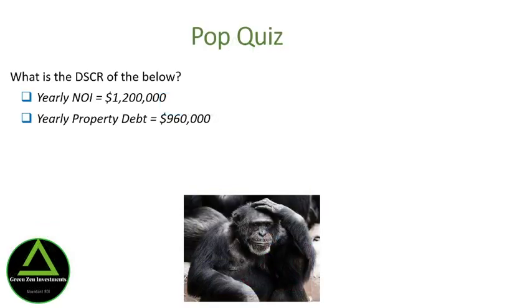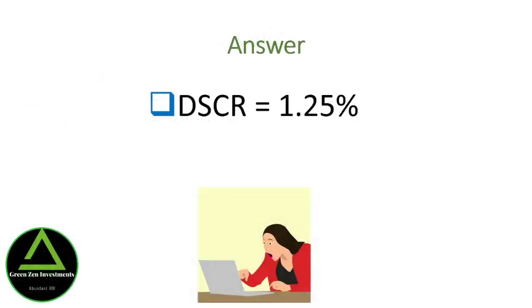Okay, now here's another example. What is the debt coverage ratio of this example? The yearly NOI is $1.2 million, and the yearly property debt is $960,000. Drum roll, and boom, there we go, 1.25.